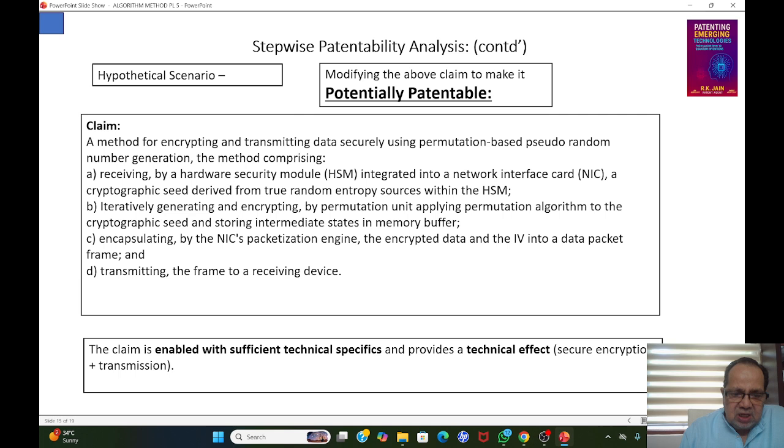So this claim would become the given claim which is presented here, a method for encrypting and transmitting data securely. This claim would be enabled with sufficient technical specifics and would possibly become potentially patentable in the eyes of the examiner of the patent office.